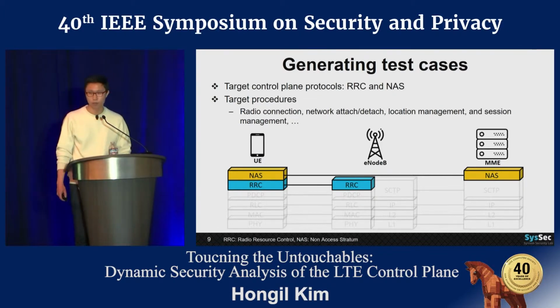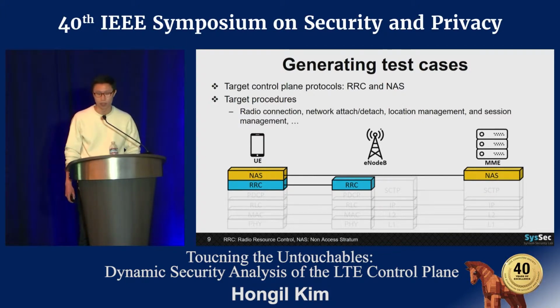Among various control plane protocols, we targeted two. One is radio resource control, RRC, which is a communication protocol between the UE and Node B. The other one is non-access stratum, NAS, which is also a communication protocol between the UE and the MME. These two protocols handle key control functions such as radio connection establishment, network attach, location management, and session management for the UEs.